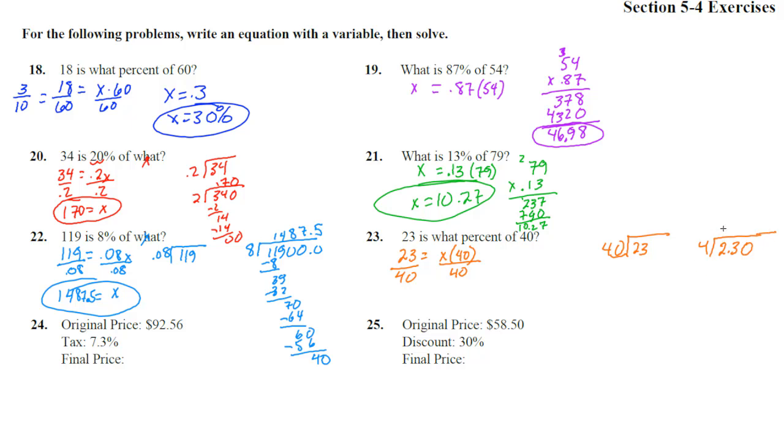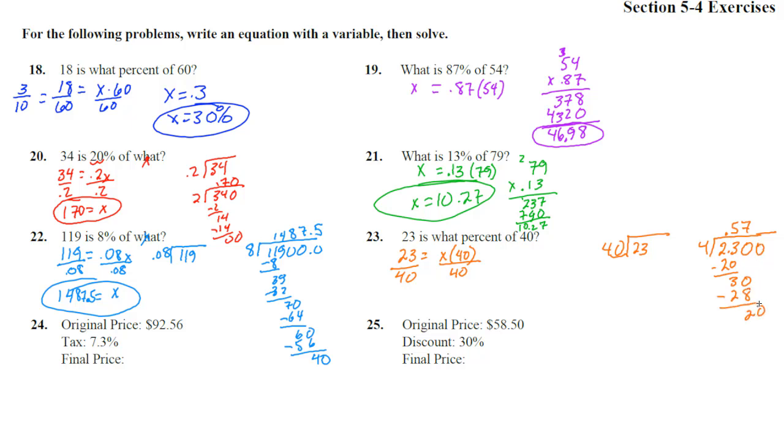4 goes into 2. It does not. 4 goes into 23 5 times. 5 times 4 is 20. Subtract and we get a 3. That 0 will drop down. 4 goes into 30 7 times. 7 times 4 is 28. Subtract and we get a 2.